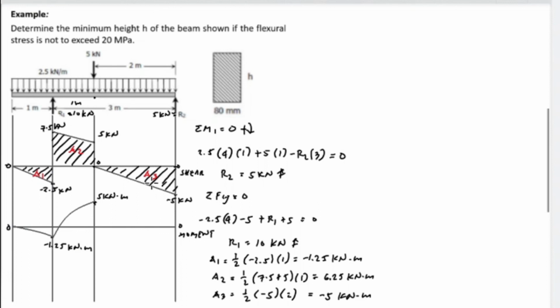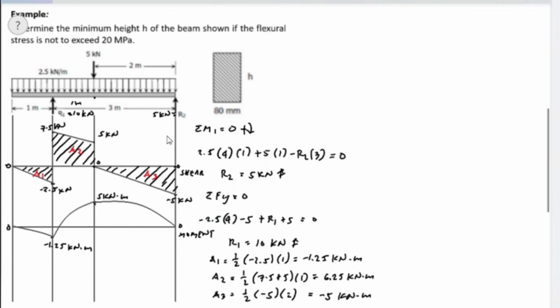And last, area 3. So we have 5 kilonewton meter minus area 3, which is negative 5, the value is 0 at point 2. And the shape is horizontal, diagonal, and concave downward. So 5 kilonewton meter up to 0.